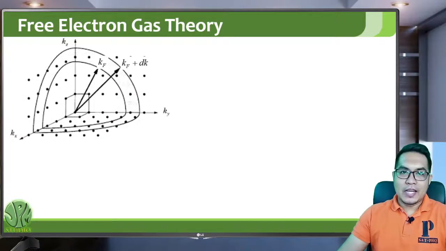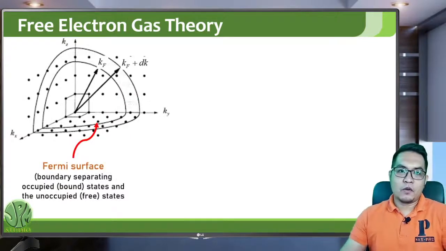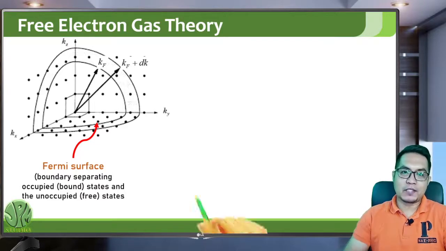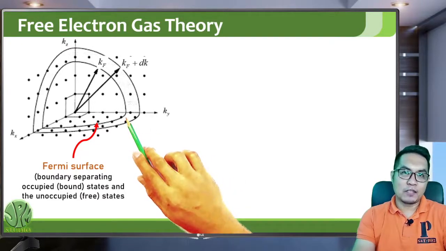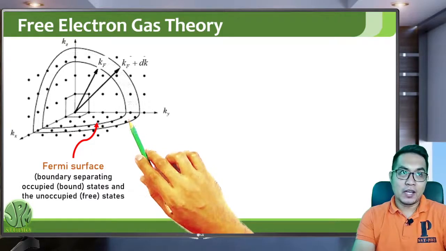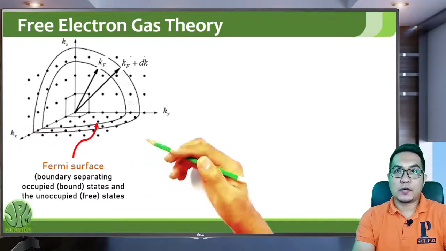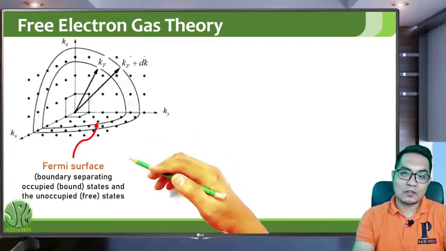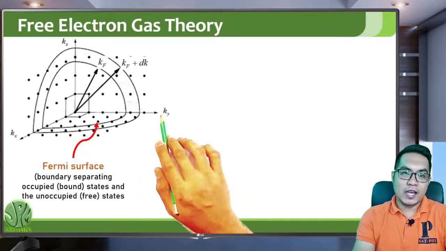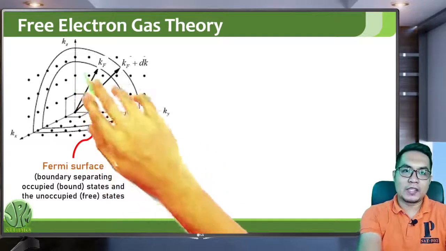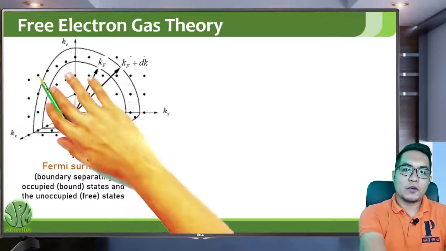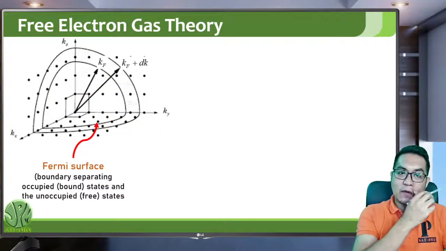So in this theory, when we work in the k space or the reciprocal space, take note, this is the k space or the reciprocal space. K is the wave number, 2 pi over lambda, so it has a unit of 1 over length. That's why it's called reciprocal space. So you have kx, ky, and kz. So this is the reciprocal space or the k space. In k space, you have what we call a Fermi surface.